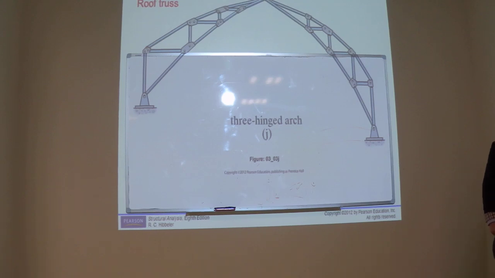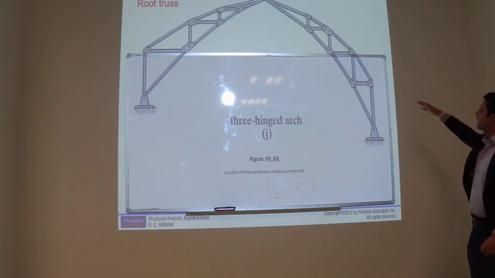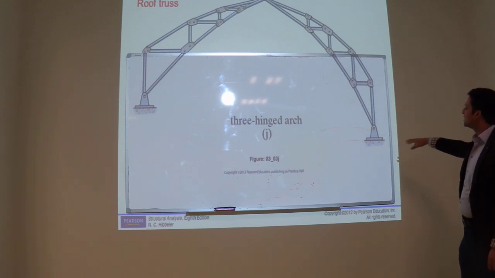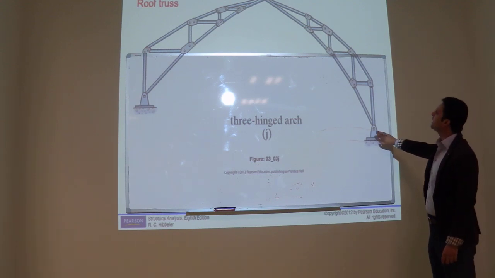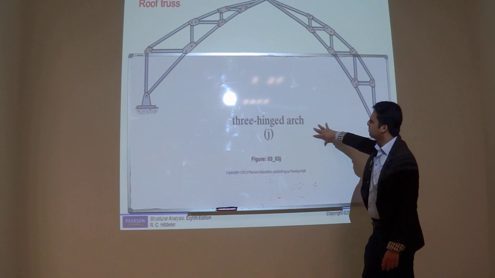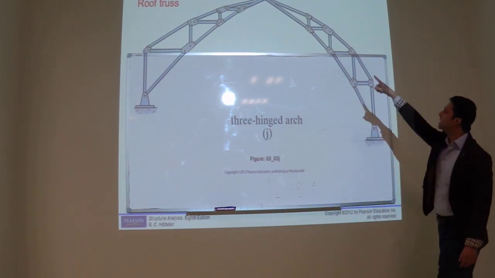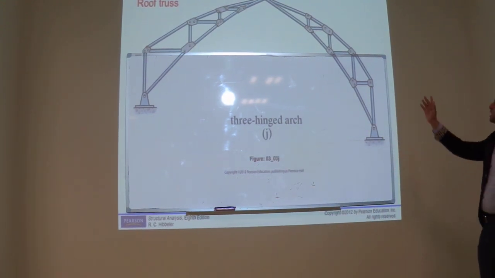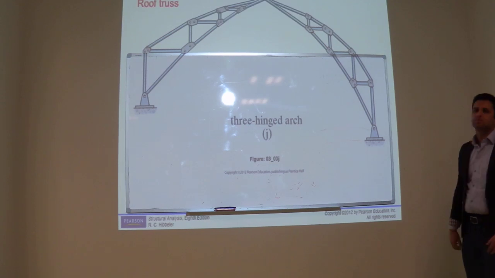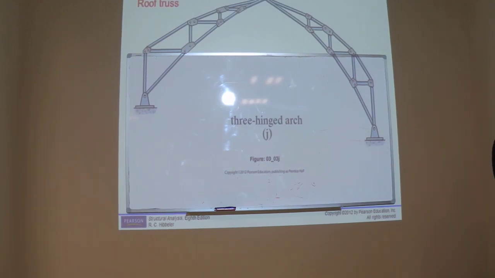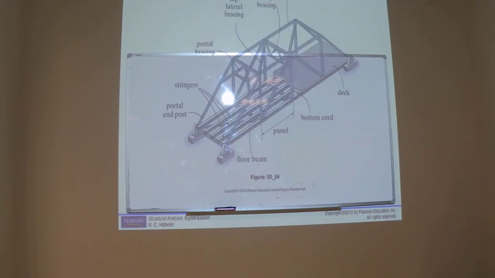3-hinge truss. Now in this truss, if you see at the top there is a hinge. If you provide a roller here, the whole structure can move this way, because there is a pin. Pin means it can rotate at the top. Well, this is a bridge truss system. It's a very simple bridge truss system.